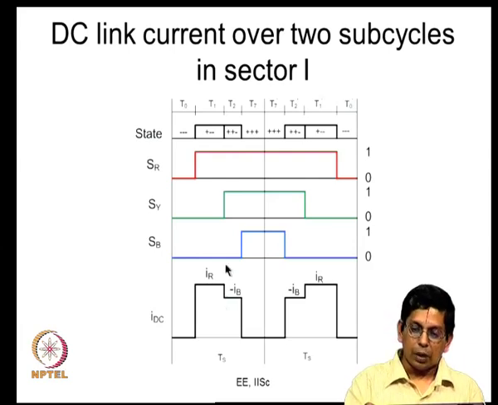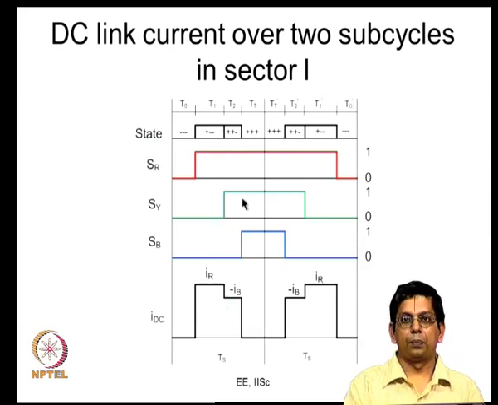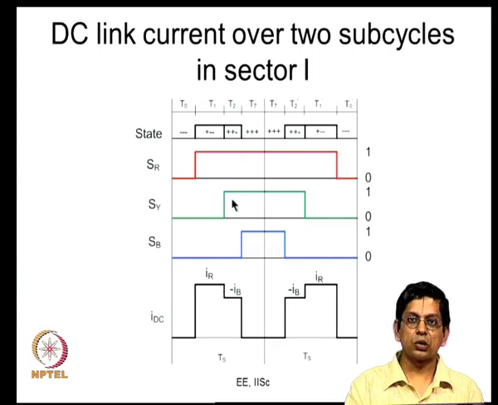Now, what happens when SY switches up? SR is already high, SY has also become high, SB continues to be low. In this interval, it is SRIR plus SYIY, and SB is 0. So, SRIR plus SYIY is simply IR plus IY, and it is a 3-wire load. Therefore, IR plus IY plus IB is equal to 0, or IR plus IY is equal to minus IB. So, the current is minus IB. The DC link current, if you look at the B phase current, now R phase current is positive.